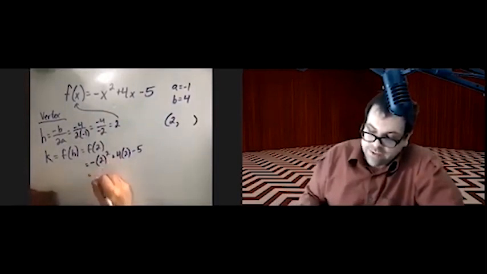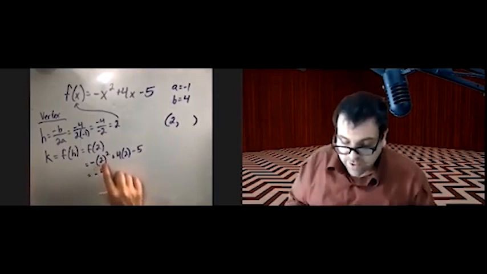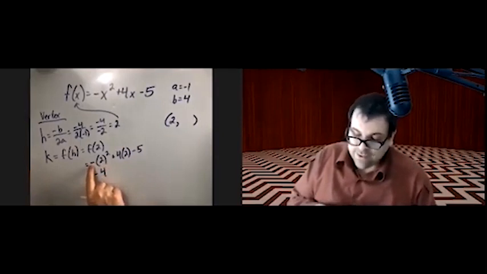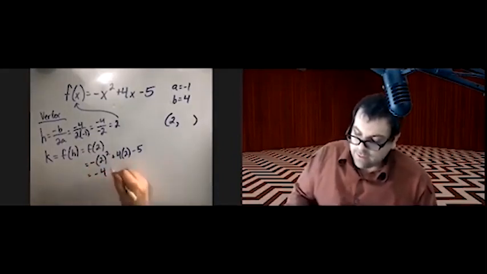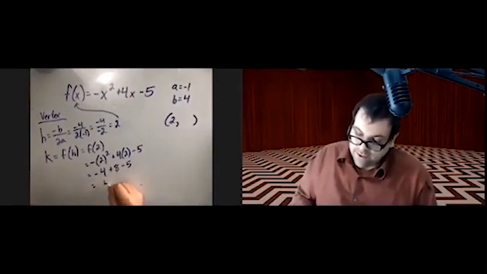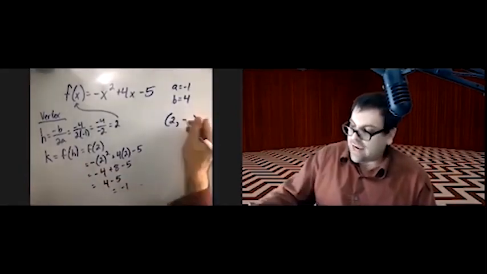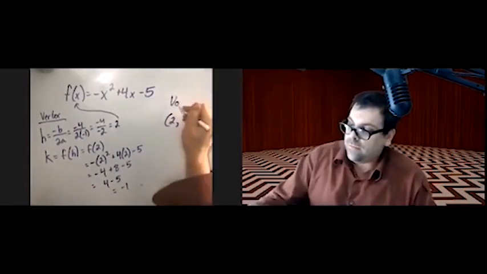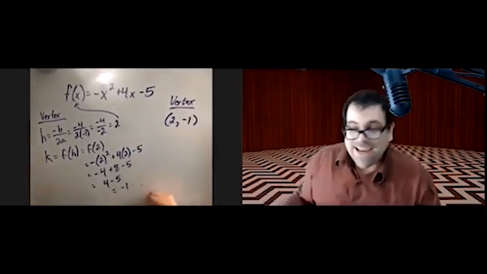2 squared is 4. The opposite would be negative 4. If that negative was inside the parentheses, if we were plugging in a negative 2, it'd be different. But we have the minus on the outside, so that doesn't turn into a positive. That's going to stay a minus sign. Plus 8 minus 5. Negative 4 plus 8 is positive 4. Minus 5, 4 minus 5 is negative 1. So a vertex of 2, negative 1.